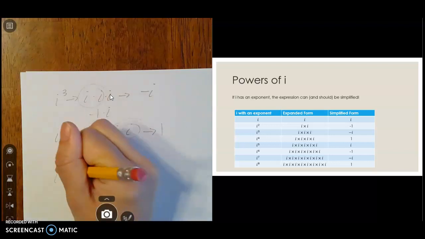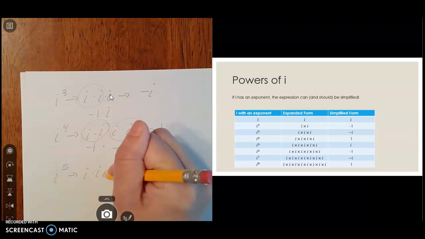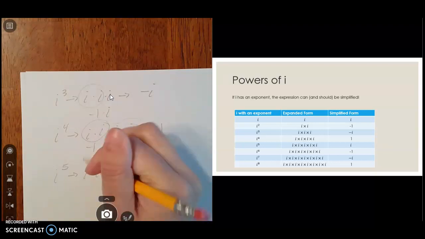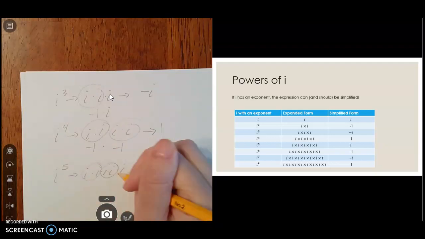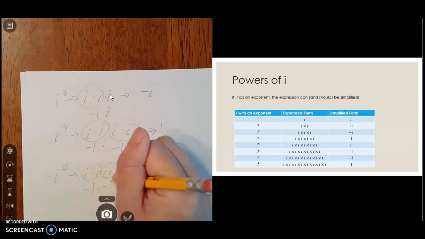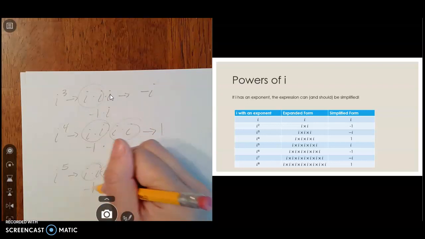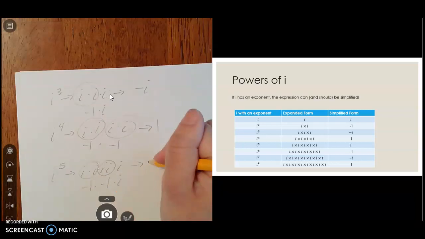All right, what if you have an i to the fifth? Well, that's 5 i's multiplied together. 1, 2, 3, 4, 5. All right, we've got 2 pairs of i squared, so that would be a negative 1, and just an extra i afterwards. So negative 1 times negative 1 is positive 1, and 1 times i is i.